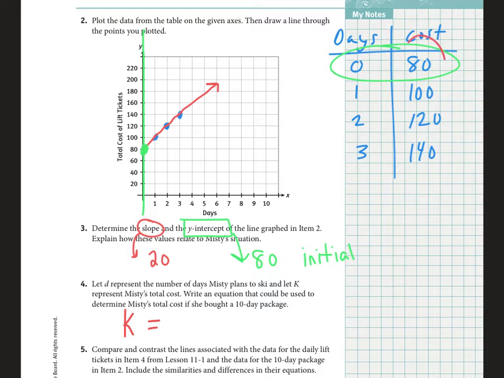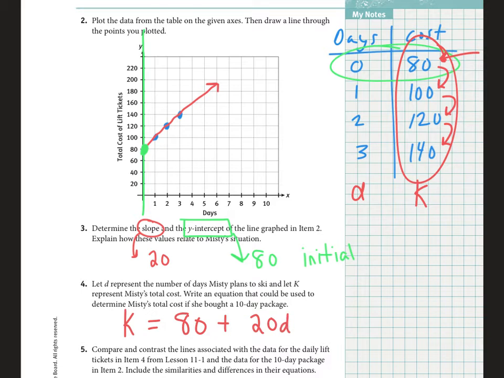The cost, if we take a look at here, these are the costs, these are the K values, and then here's D for the number of days. If we take a look at the pattern, it's starting out at 80, and then remember they are adding 20 for each day, right? So the way we would write an equation out of that is we would start with 80, and then it's plus 20 times the number of days. Okay, so we're going to start with 80, and then we would add 20 once to get the cost for day 1. To get the cost for day 2, we would start with 80 and then add 20 twice. Okay, and so on.